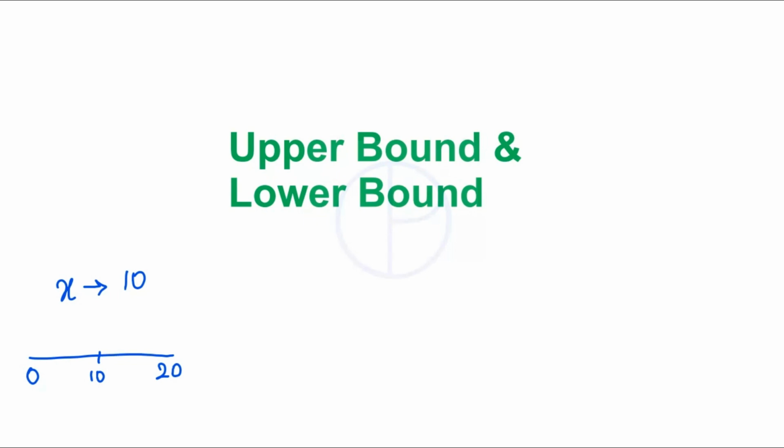The lower bound is exactly halfway between 0 and 10, which is 5. And similarly, the upper bound is exactly halfway between 10 and 20, which is 15. So x lies between 5 and 15.